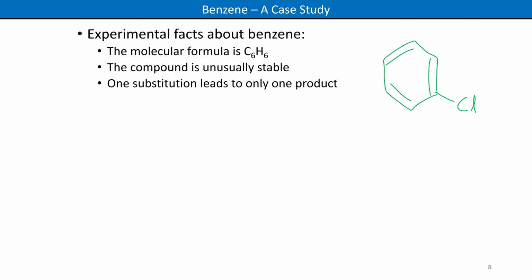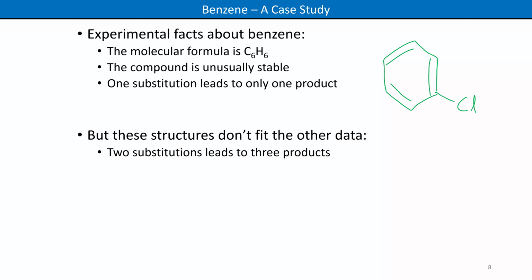However, what they found is if you do a double substitution, you get 3 products. When you put the second chlorine on, there were only 3 places to put the second chlorine. Which means that it can't just look like this. Because if it just looked like this, we'd be able to say, okay, well, that carbon is distinct from that carbon. They're both adjacent to the first chlorine, but one is across a sigma bond and then one is across a double bond.